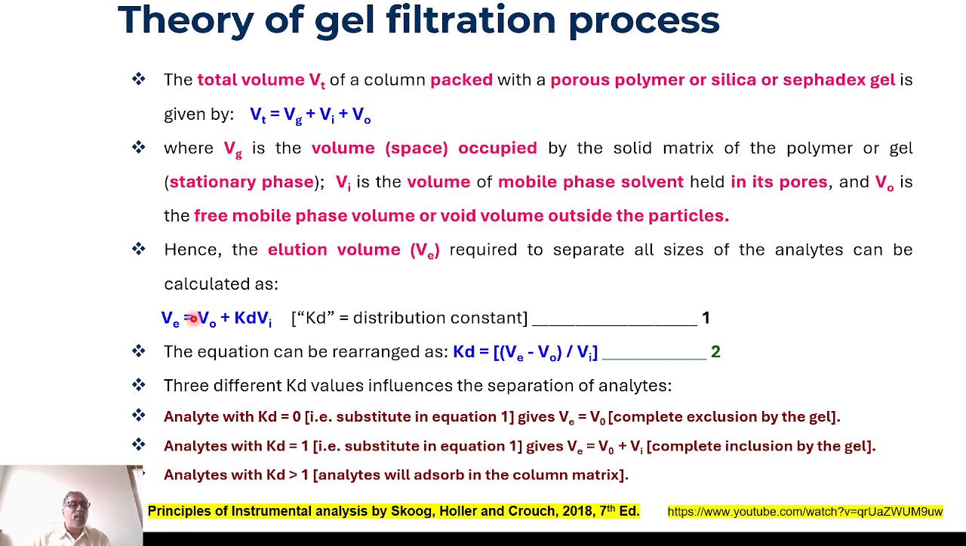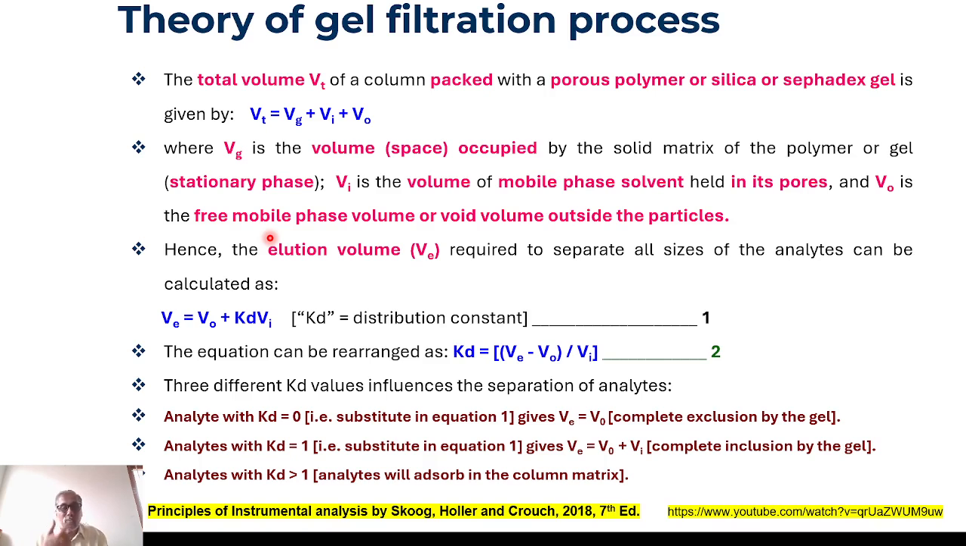You can calculate the void volume by using blue dextran. Blue dextran is commercially available. You can add blue dextran, and blue dextran will not enter into the gel; it will pass between the gel, and you can easily elute the blue dextran. Since blue dextran is blue in color, the total disappearance of blue color from the column shows that the entire blue dextran was eluted. You measure the volume using a measuring cylinder.